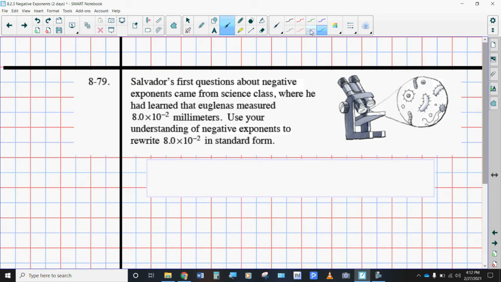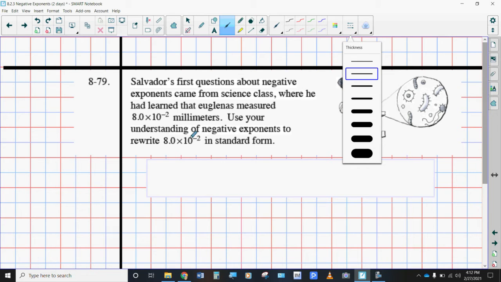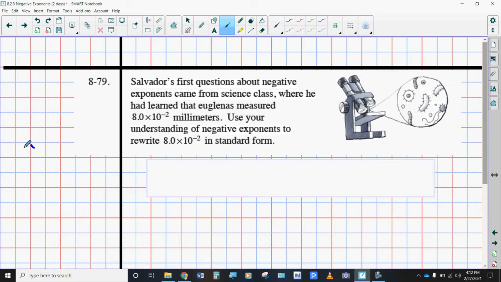First of all, go ahead and copy that down. And let's think about this. We're going to break it up into two parts. You've got your 8.0 times 10 to the negative second power. So let's look in your notes from yesterday. What is the decimal equivalent for 10 to the negative second power? Write that down, and then feel free to use your calculator or do it by mental math. Multiply 8 times the decimal equivalent of this number, and then declare your answer. It'll be in standard form. I'll give you a second or two to do that.